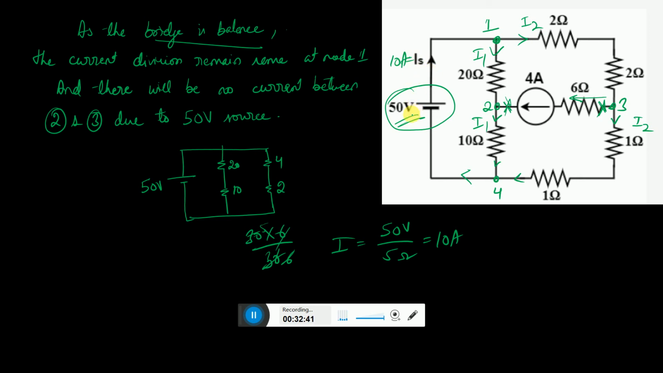Now suppose this is a balanced bridge and somebody doesn't know it, because there may be some other value instead of 2, like 3.